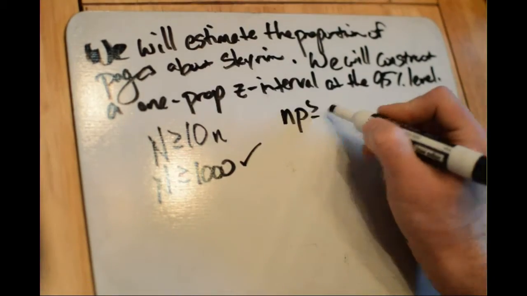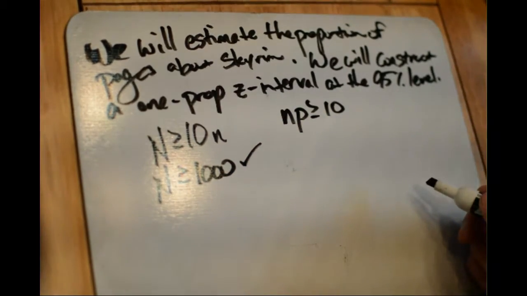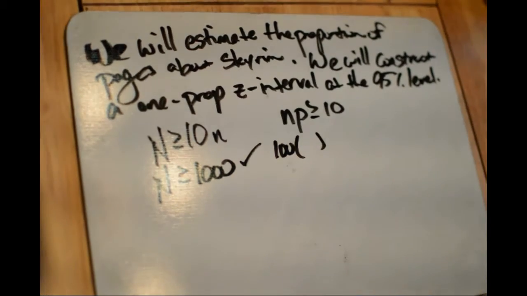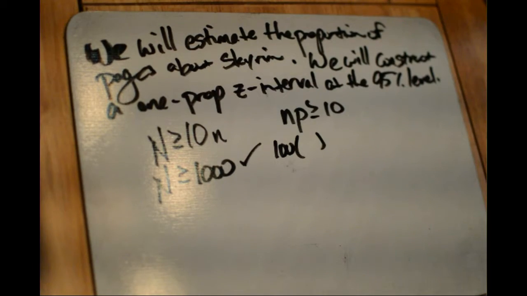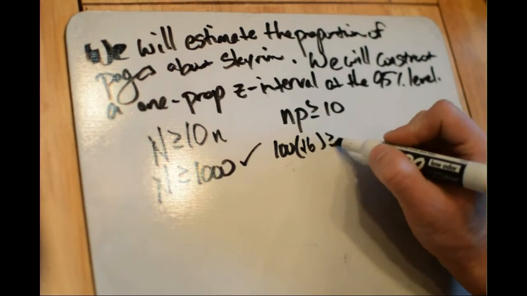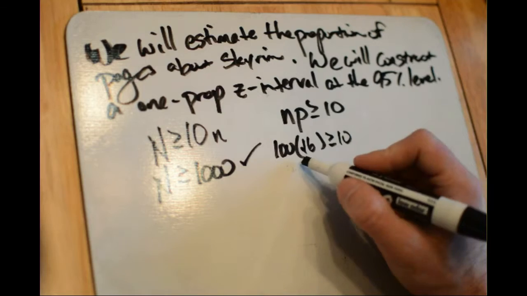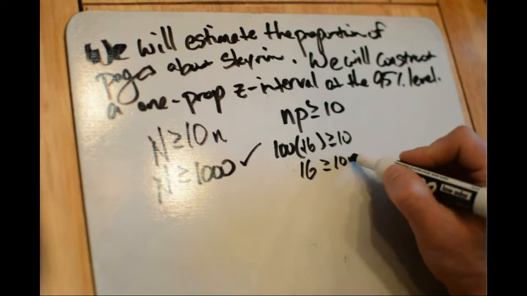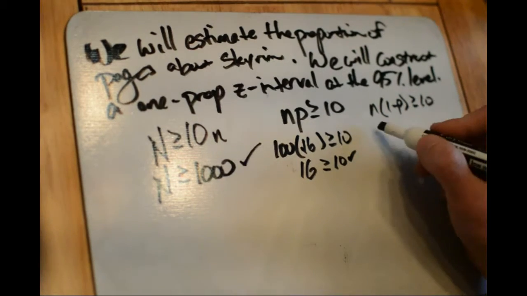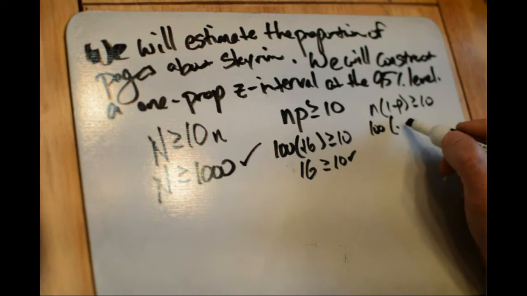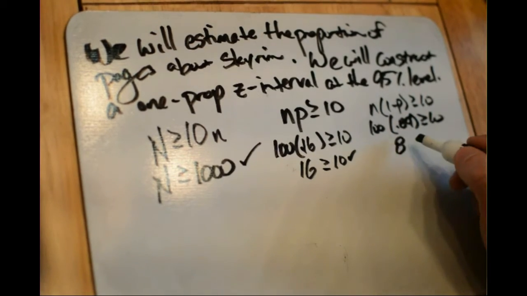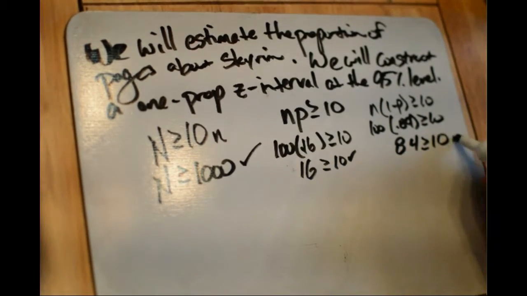And we need to show that np and n(1 minus p) are both at least 10. Well, our sample size was 100, and we don't know what p is. We don't know the true parameter. So the best thing we can do is use p hat, which was 0.16, and show that n times p hat is greater than or equal to 10. Well, that's going to be 16, which is greater than or equal to 10. And when we do this for n times 1 minus p hat, we have 100 times 0.84, and that is going to be 84, and that's also greater than or equal to 10.